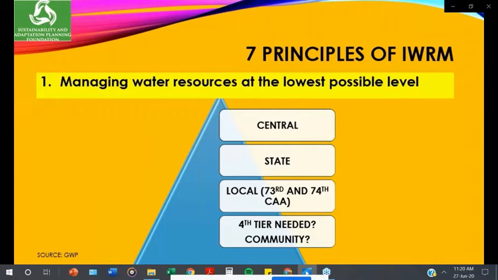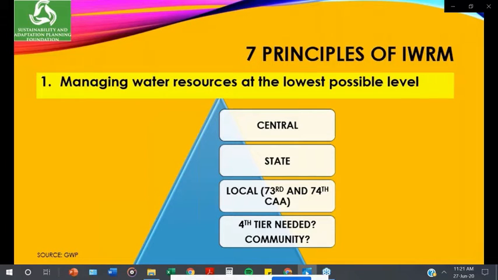Okay, so now let's look at the 7 principles of IWRM. The first one is that you should try and manage water resources at the lowest possible level. For example, we have the central government, we have the state government. In India, state government has the power to manage water resources within their boundaries, because water is a state subject in India. Under the 73rd and the 74th Constitutional Amendment Act, more powers have been decentralized to the urban local bodies or the municipalities and the rural local bodies or the panchayats.